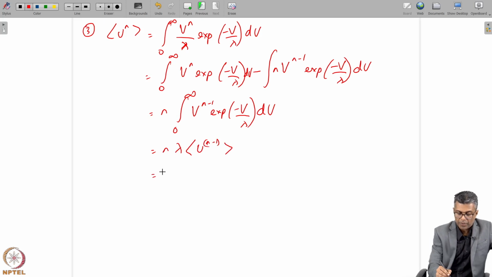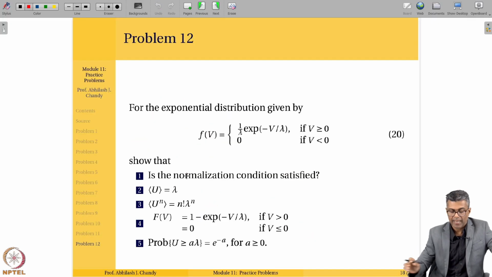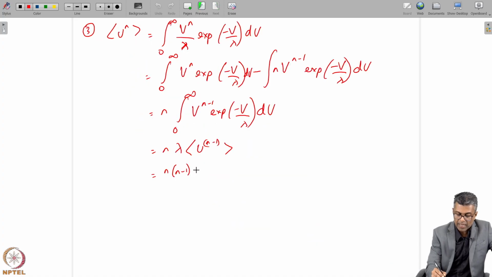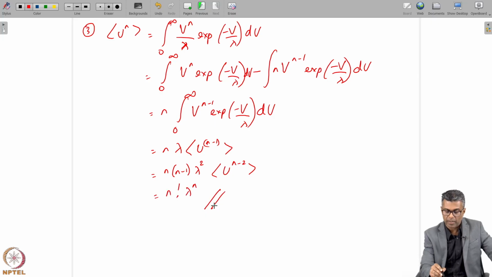So you keep going, and look at where I'm going here. I have n factorial times lambda. So what I'll have is n times n minus 1 times lambda squared times the n minus 2th moment. You keep going like that, and eventually you will get n factorial times lambda to the n. Hence proved. I hope that is clear. This is just integration by parts.